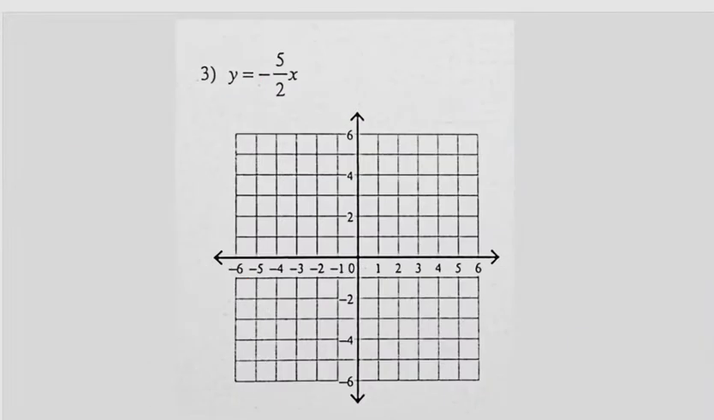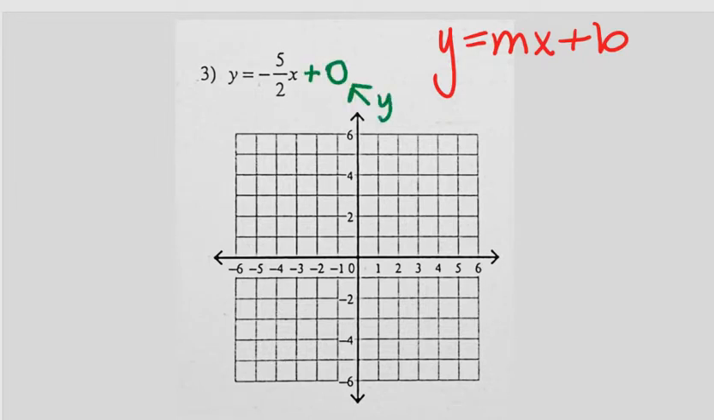Okay, number 3. Again, the first thing we're going to look at is our y-intercept. And remember, y equals mx plus b. Now in this case, I don't see any plus b. There's nothing being added. So if I had to force something, it would actually be a 0. So my 0 is my y-intercept. So write plus 0 and label that y-intercept. And then circle the -5/2, and that's our slope.